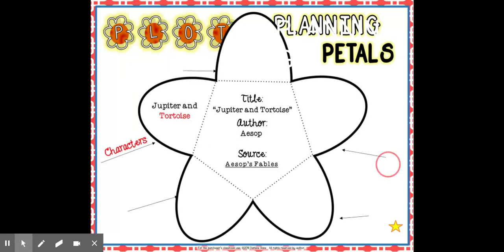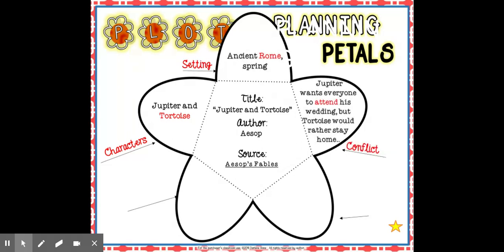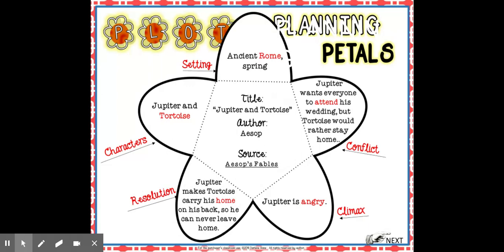Our characters were Jupiter and Tortoise. Our setting was ancient Rome in the spring. Our conflict was Jupiter wanted everyone to attend the wedding, but Tortoise chose not to. Our climax was Jupiter became angry when Tortoise did not attend, and our resolution was that Jupiter made Tortoise carry his home everywhere on his back, and he couldn't escape it no matter what. In other words, another way to explain how the tortoise got his shell.